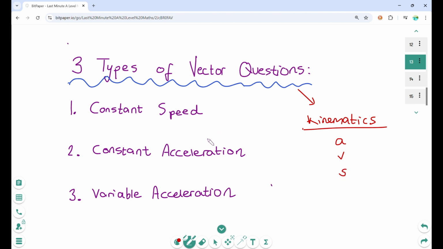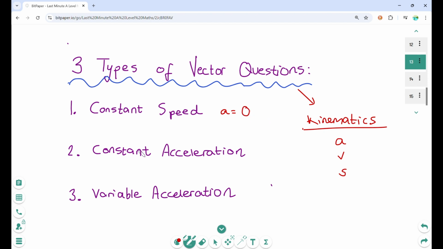So when you're looking at identifying which method to use in the vectors question in kinematics, the only thing you need to work out, first of all, the first thing you need to look at is what is the acceleration, because that's exactly what's going to tell you which method you need to use. Okay, so it's either going to be constant speed, aka no acceleration.